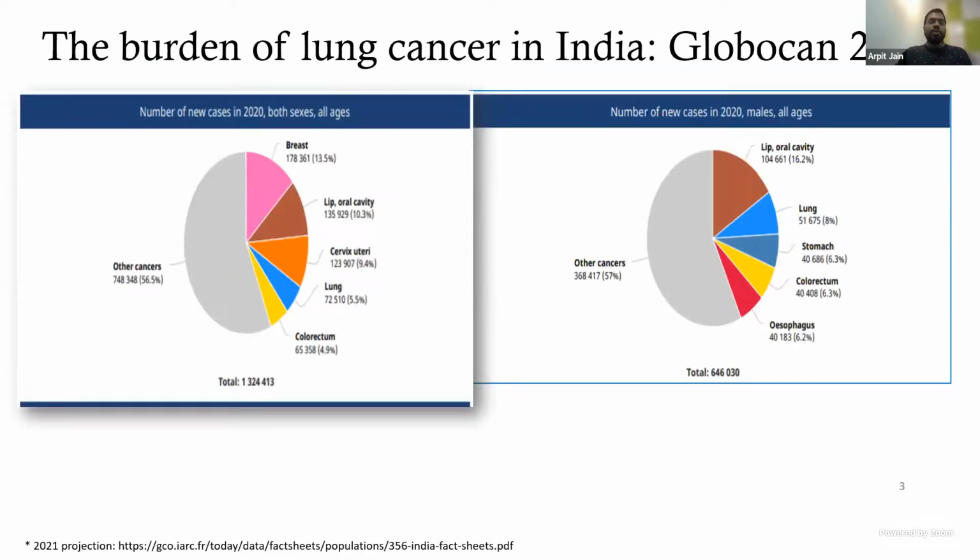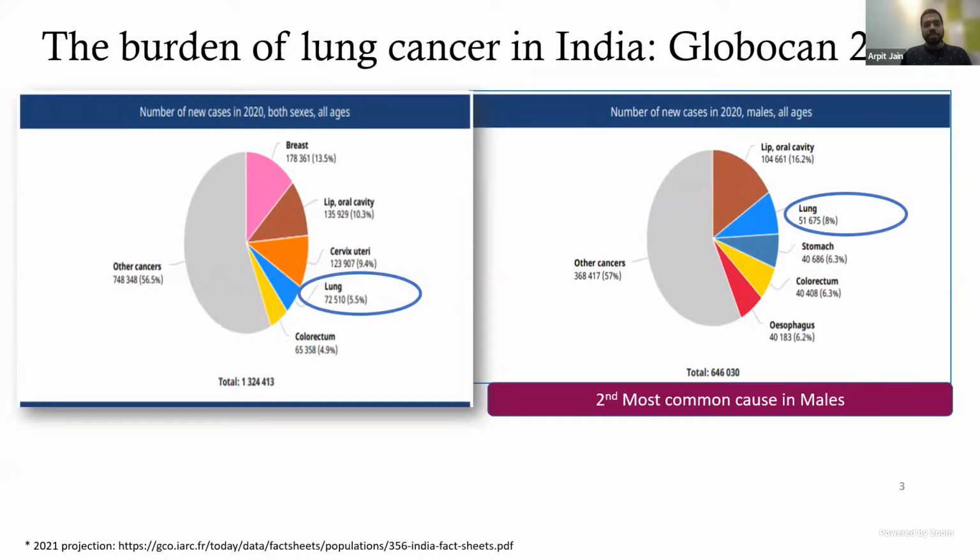As per the GLOBOCAN 2020 data, lung cancer remains the fourth most common type of malignancy overall in all the subgroups of patients. And particularly in males, it remains the second most common type of malignancy among all cancers.